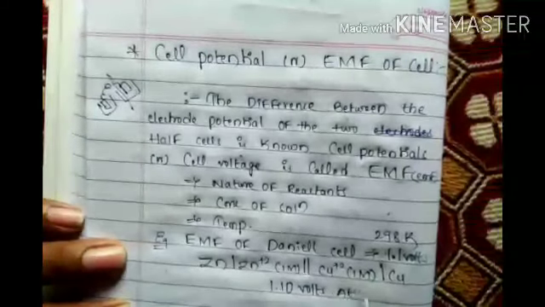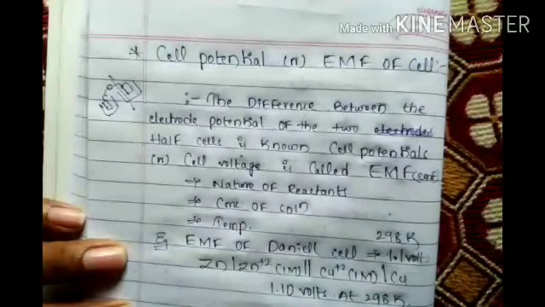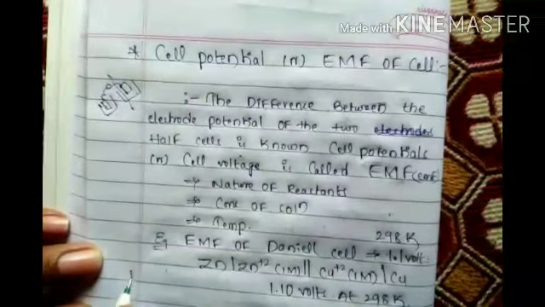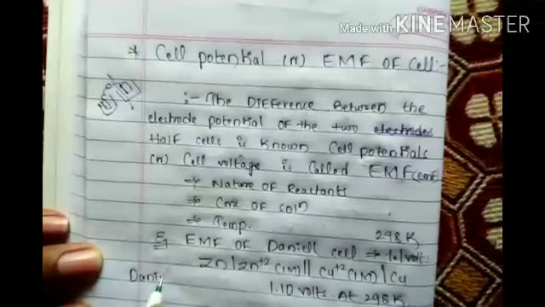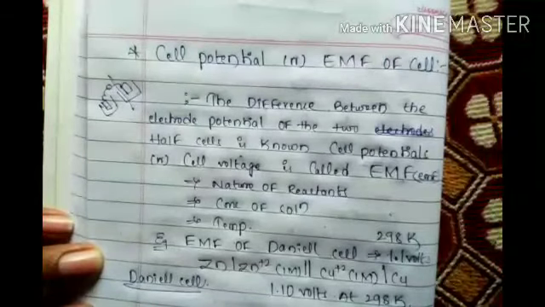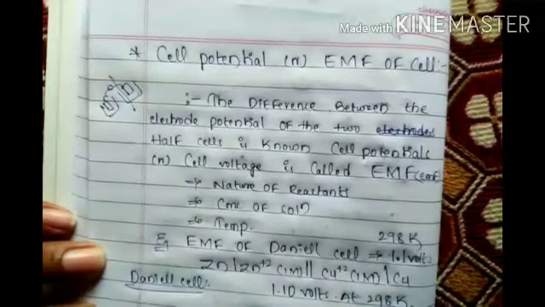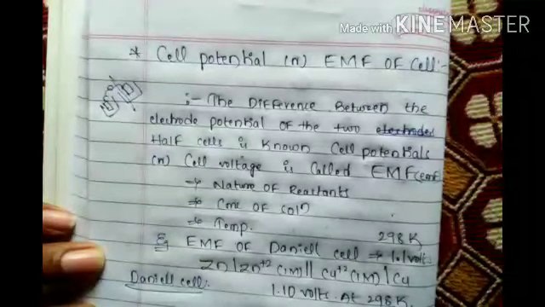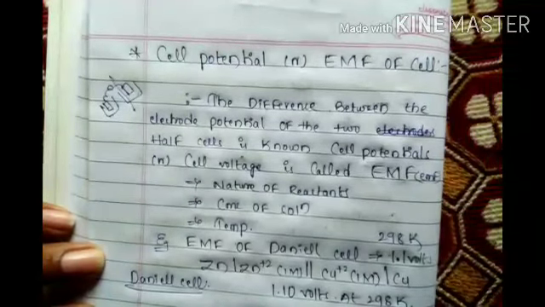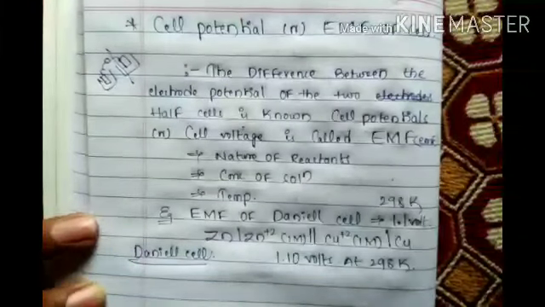it is 1.10 volts of electricity that is transferred at 298 Kelvin temperature. This is called a Daniel cell. Why are we calling it a Daniel cell? Copper in copper pot, copper solution. This is about the EMF of a cell. This is the best example.